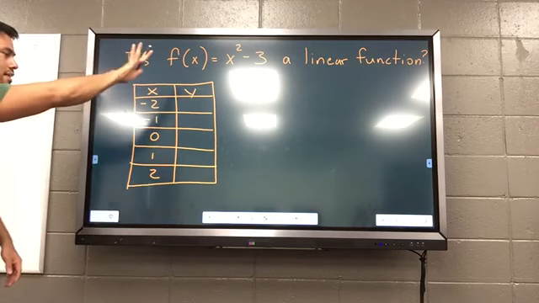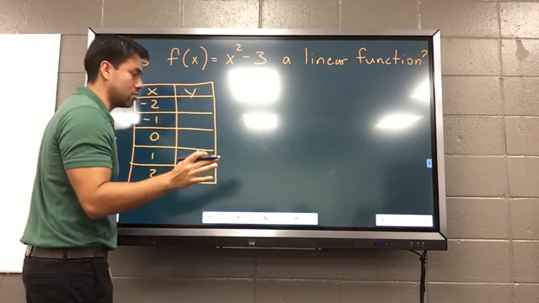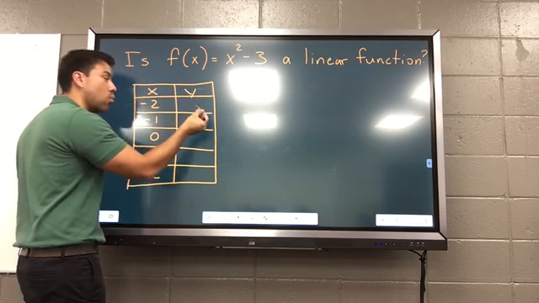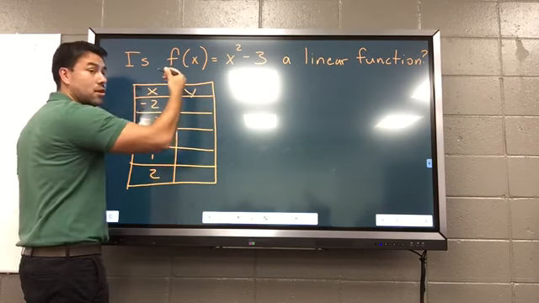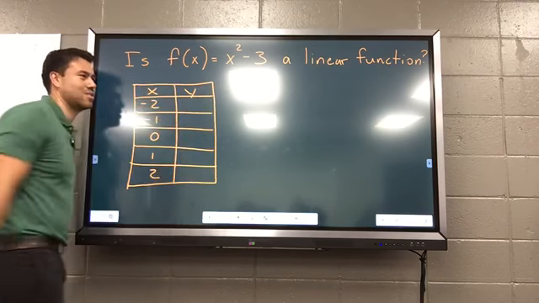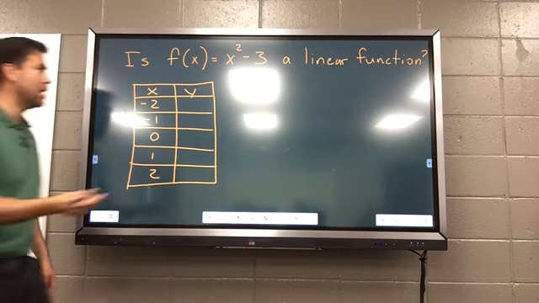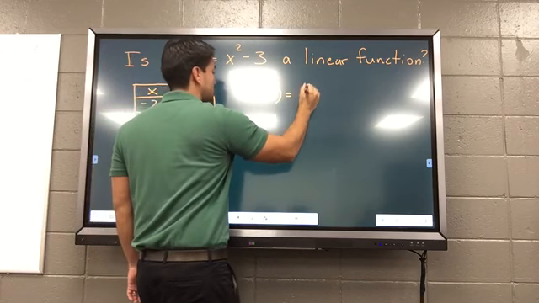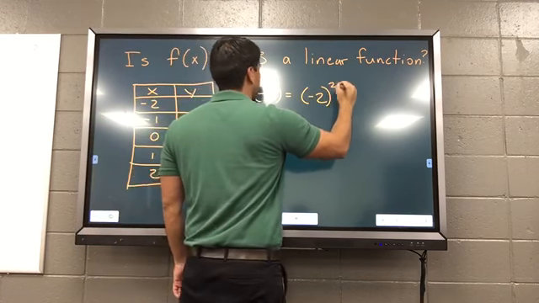But anyway, easy one here. This is what you need to do. You need to find out if x equals -2, what does y equal? You're like, there's no y up here. What did we say f of x equals? Y. Okay, so that's what I'm trying to figure out. So this is what I do. F of -2 is equal to -2 squared minus 3.